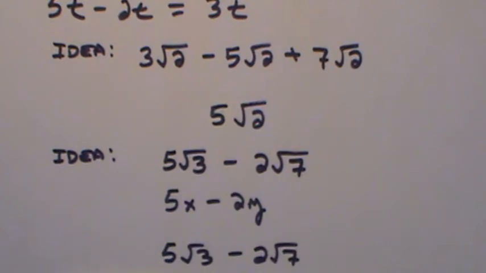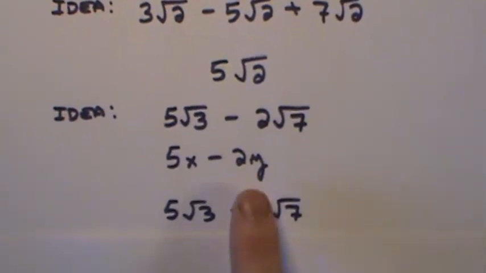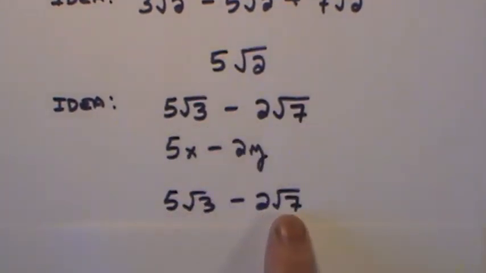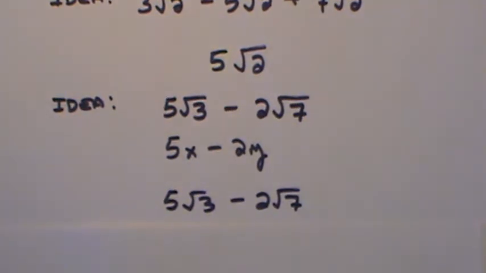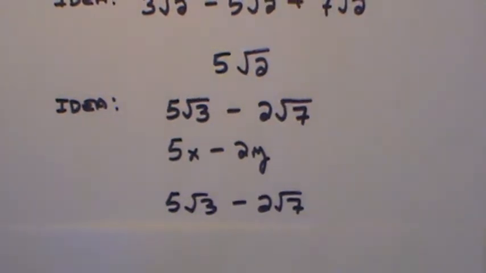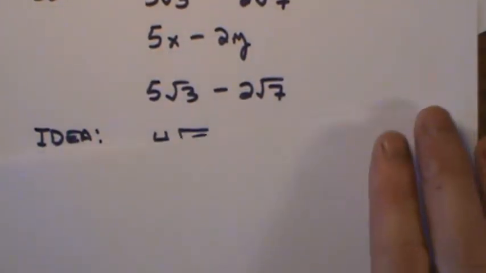So here's an example, albeit very rare, where the original problem is actually the answer. In other words, I can't simplify that. So I get 5 rad 3 minus 2 rad 7. Because the radicals were different, I could not add or subtract them. And so I just stayed right where I was at. Let's do a third idea before we move on to some examples.